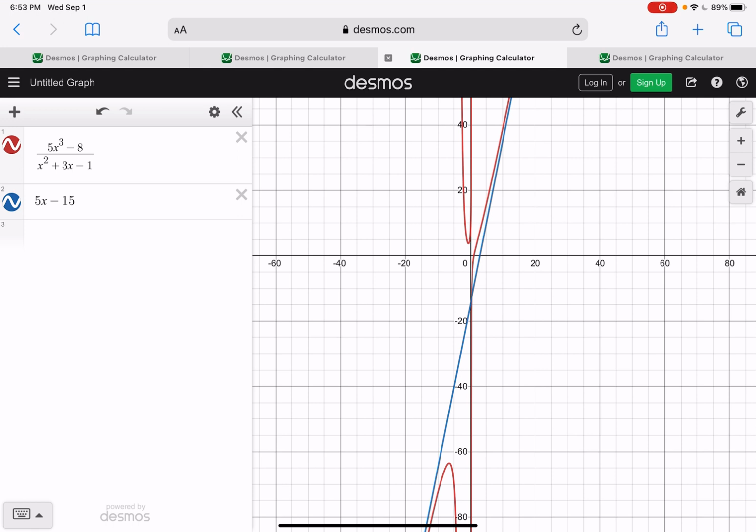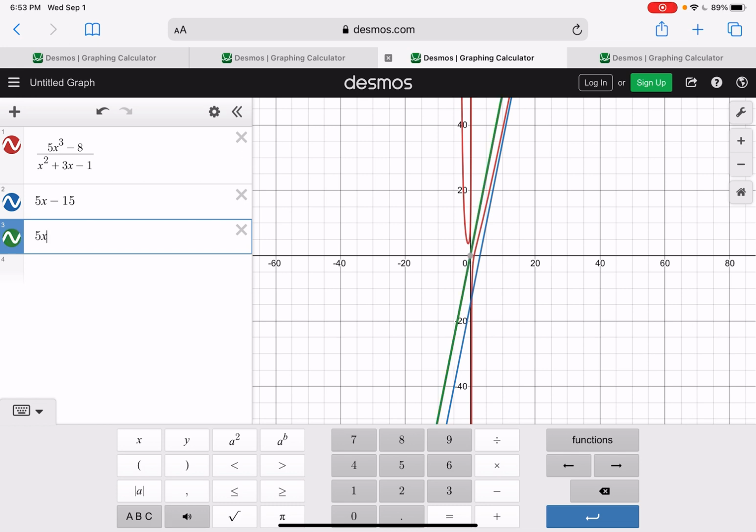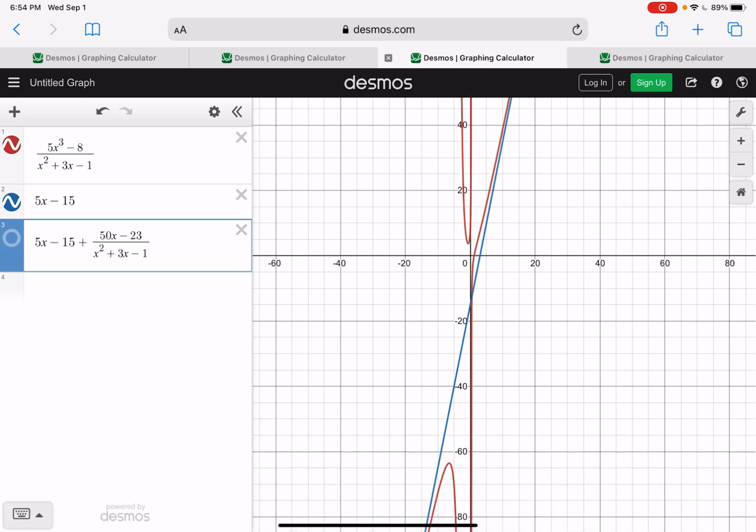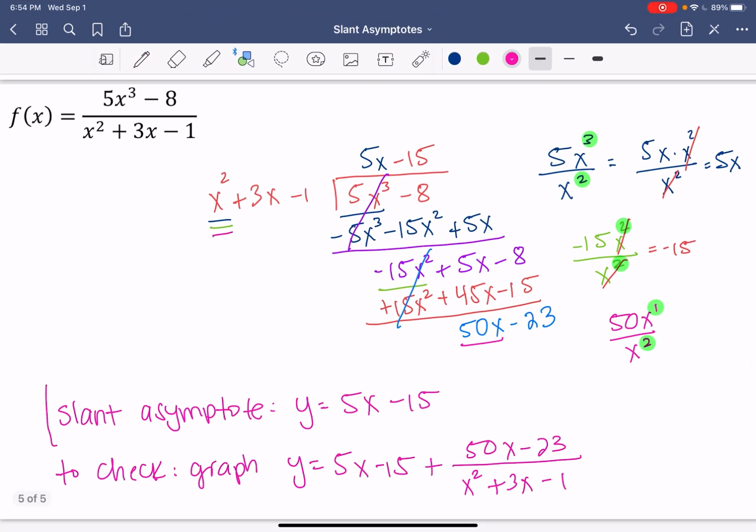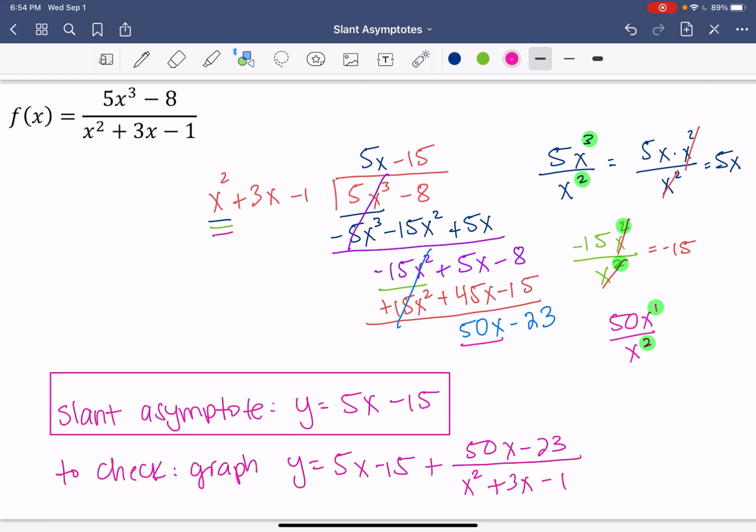Okay, now to check if we did it right, we'll regraph the slant asymptote of 5x minus 15. But we're going to add a fraction where the numerator is the remainder, which was 50x minus 23, and the denominator is the original denominator that we started with. Okay, and notice that the red and the green line overlap because they are the exact same graph. So when that happens, that's how you know that you did it correctly. So we can go back and be confident that our slant asymptote is correct at 5x minus 15.